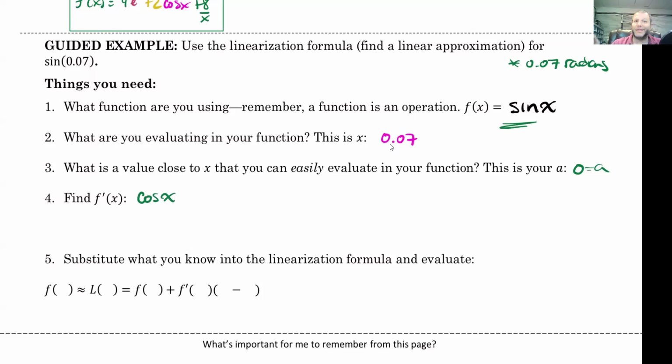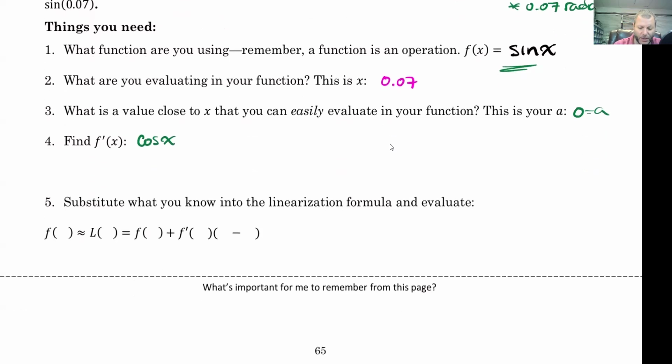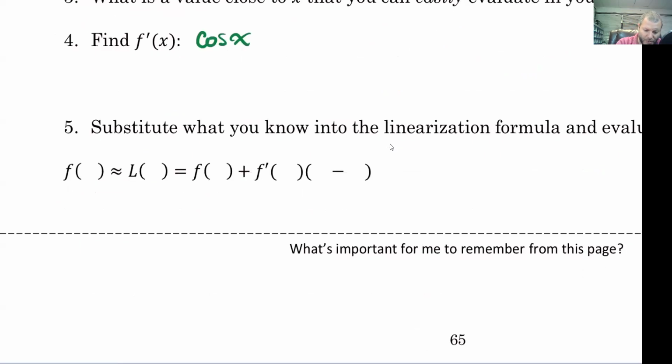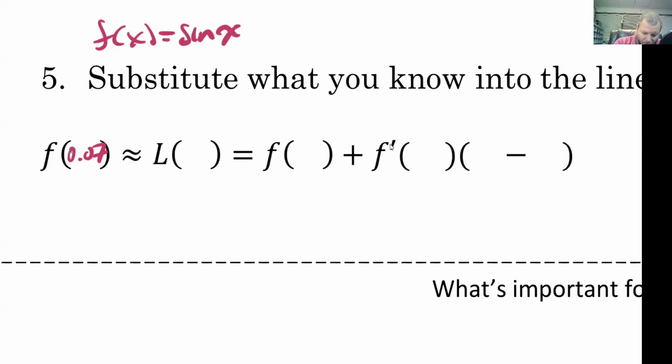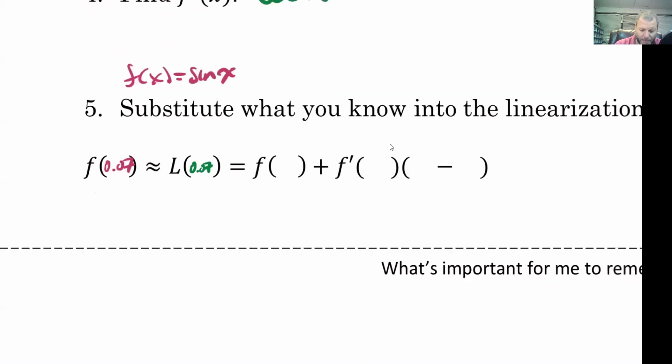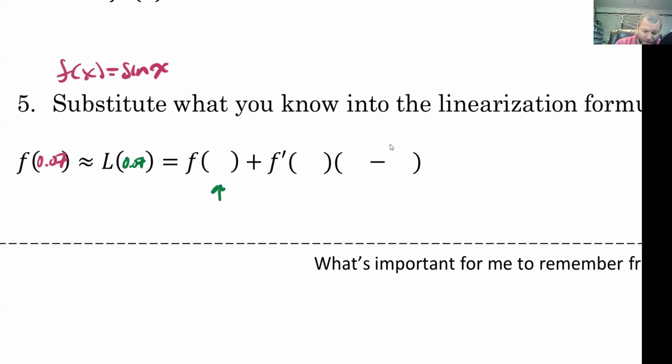And then once we have those things, let's just throw everything into our linearization formula. We're trying to evaluate, remember, f of x is the sine of x, so we're trying to evaluate 7/100ths. We can do that with the linearization, so 0.07. So that's going to be f of a, plus f prime of a times x minus a, three a's in your linearization. Our value of a was 0, so each of those are zeros. Our value of x was 0.07.